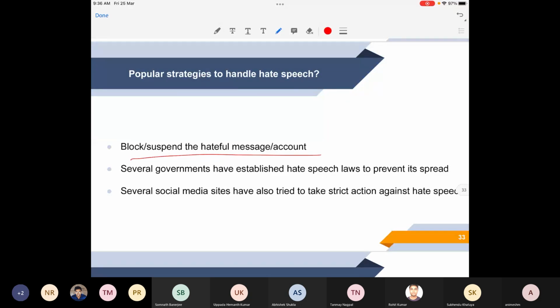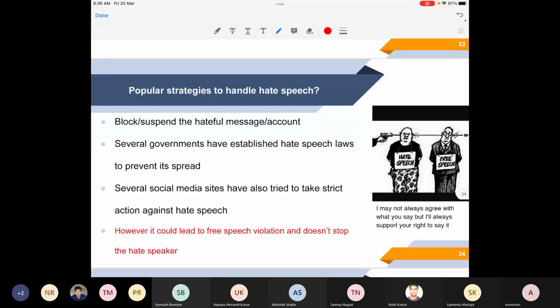hateful content, the exception being platforms like Gab, which say that they are followers of free speech. But this has its inherent problem. If you try to block or suspend somebody's account, they can come back and say that you are curbing my freedom of speech. As a rightful individual, I have the scope to express my viewpoints on my social media account. So there is always this tug of war, a very fine line, between what is free speech and what is hate speech.